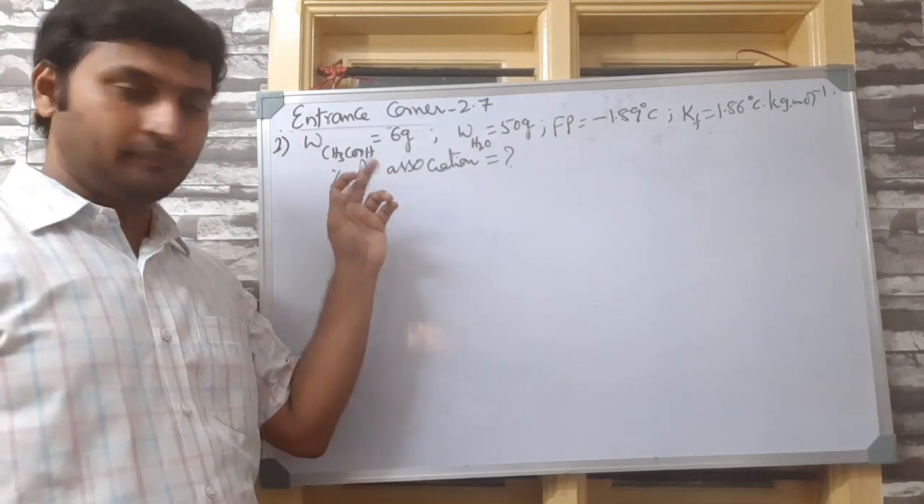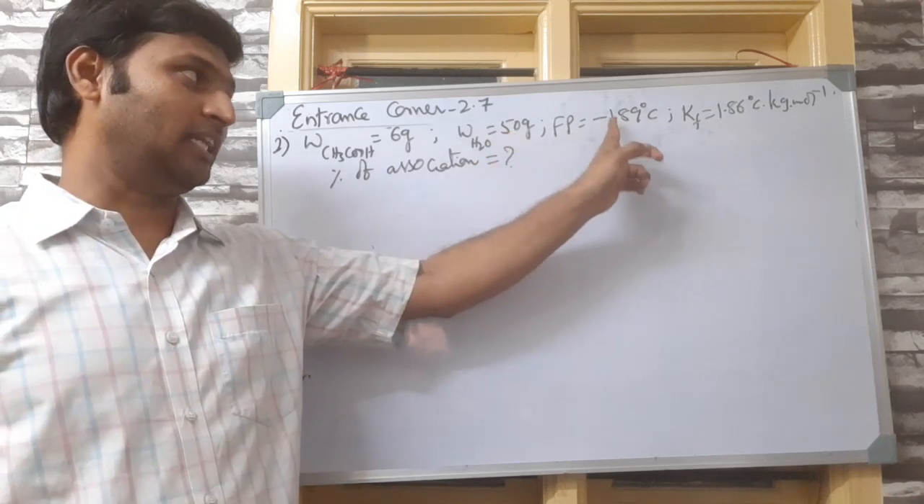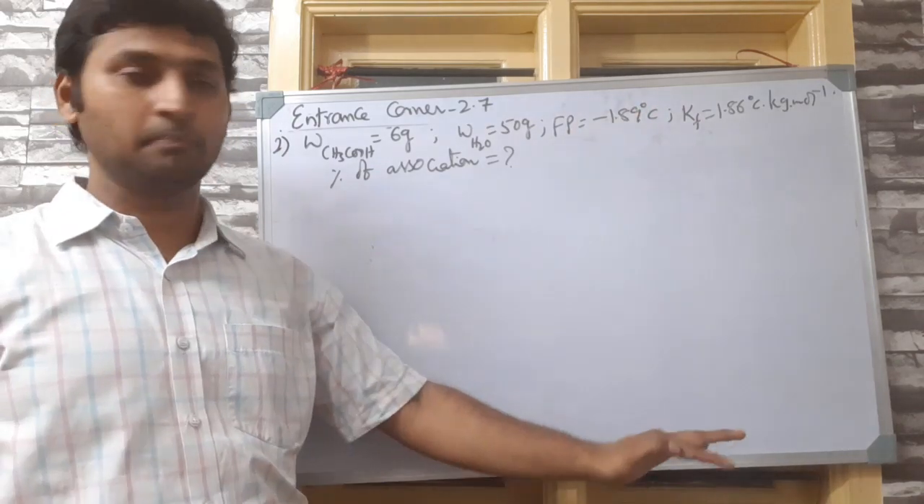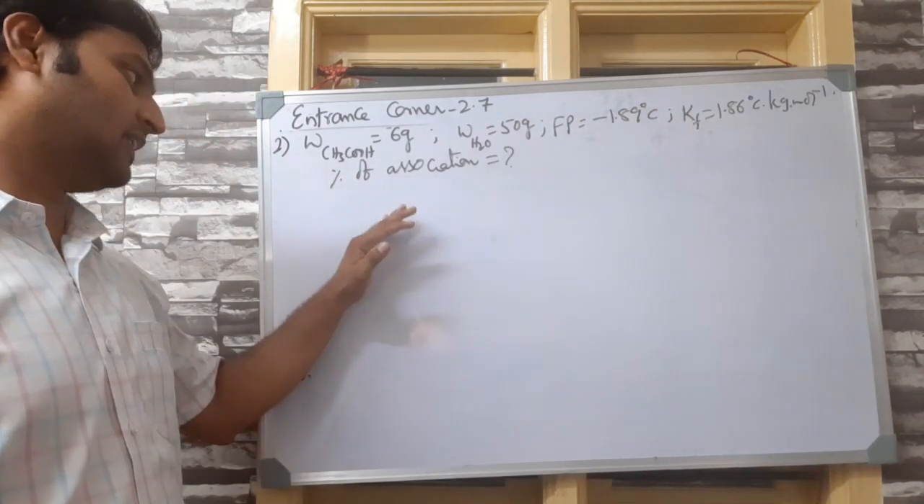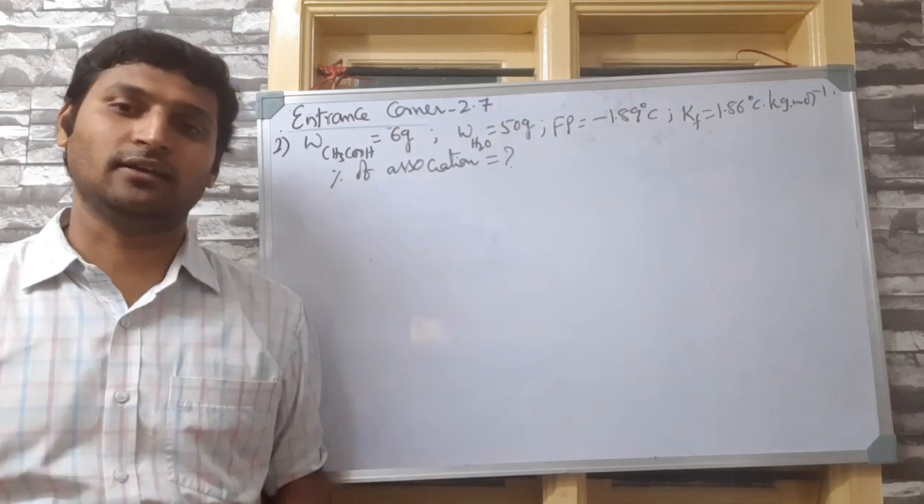In the second question, 6 grams of acetic acid is dissolved in 50 grams of water and the freezing point became minus 1.89 degrees Celsius. That means the depression in freezing point is 1.89. Kf value is given and he is asking you the percentage of association, the degree of association into 100.